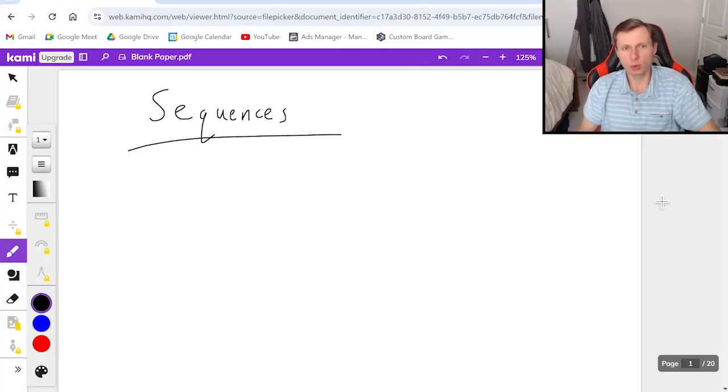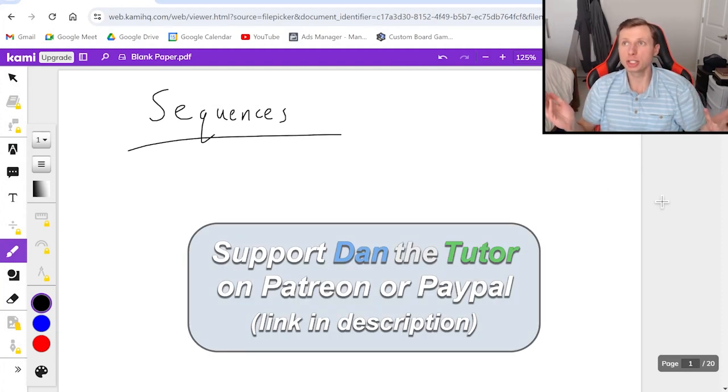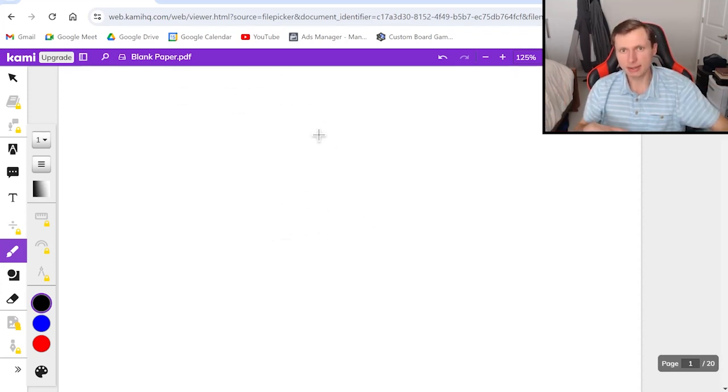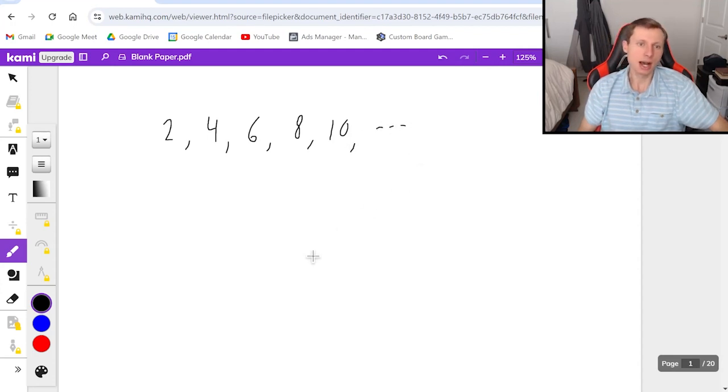In today's video, we're going to be looking at sequences, specifically how to write the equation of a sequence given a sequence of numbers. So to give the basic outline of what we're going to be doing today, if I have a sequence of numbers such as 2, 4, 6, 8, 10, I want to know what's the equation for these numbers. So the first pattern I notice here is that the numbers are going up plus 2 each time.